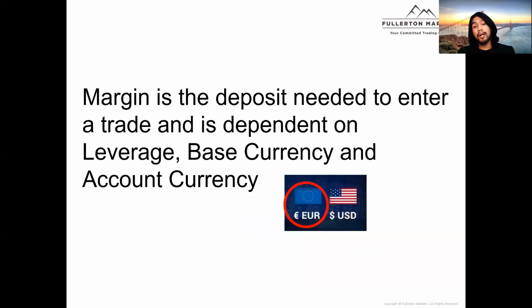Margin is the deposit needed to enter a trade and is dependent on a few things, namely the leverage, the base currency, and the account currency. Now you might be wondering, what is the account currency? Well, when you open an account, they will ask you what currency you want the account to be denominated in. Would you like it to be in US dollars, in euros, in British pound, in Singaporean dollars, in Hong Kong dollars, whatever you choose, that is the account currency. Most of the time people choose US dollar.